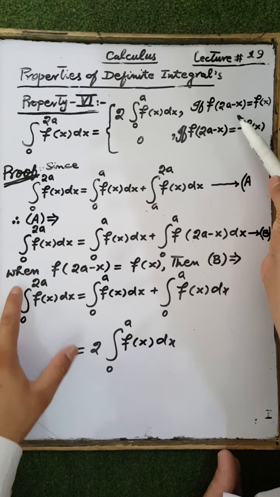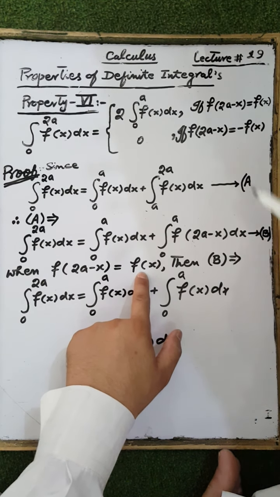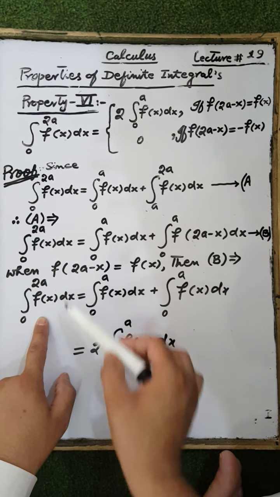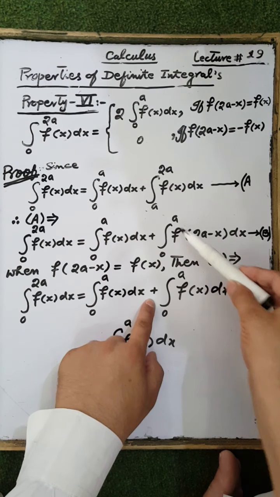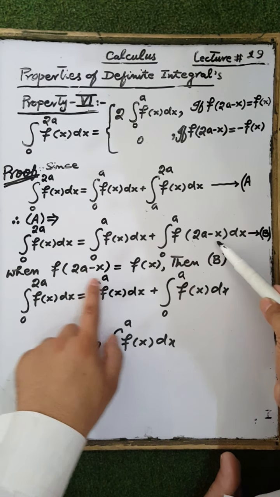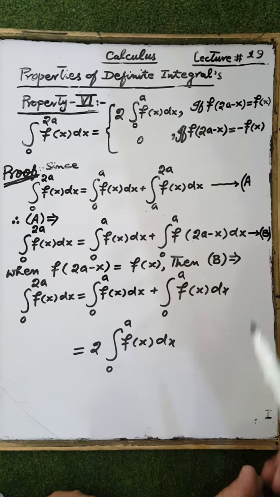According to the above condition, when f of 2a minus x is equal to f of x, then equation number b implies integral from 0 to 2a f of x dx is equal to integral from 0 to a f of x dx plus integral from 0 to a f of 2a minus x. Replace f of 2a minus x by f of x, and the result is equal to 2 integral from 0 to a f of x dx.